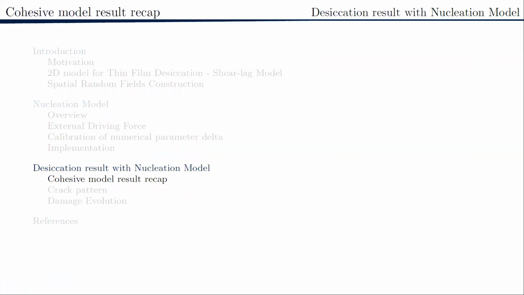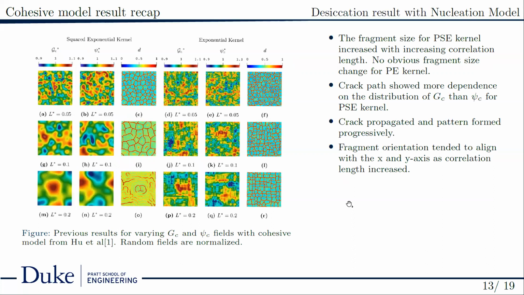For the result, first, a short recap on the cohesive result from previous paper. The fragment size for the square exponential kernel increased with increasing correlation length. There is no obvious fragment size change for the exponential kernel. Crack path showed more dependence on the distribution of fracture toughness than critical fracture energy for the square exponential kernel. Crack propagated and pattern formed progressively. Fragment orientation tended to align with the x and y axis as correlation length increased.